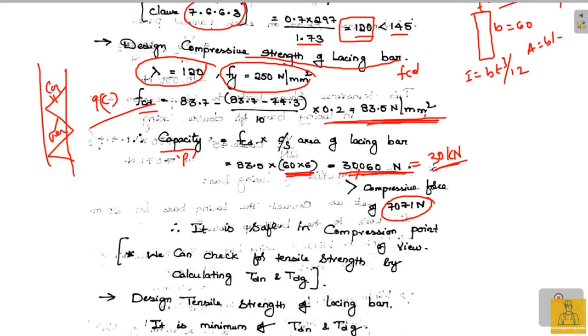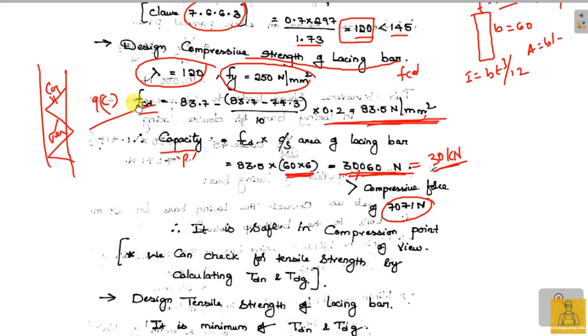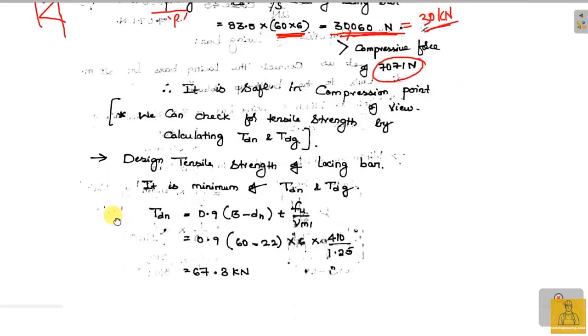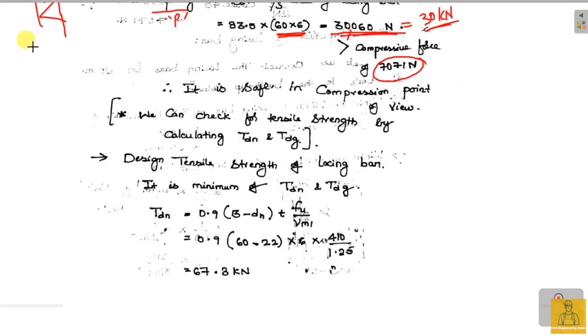is tension. So now what we need to do is we also check for the tensile strength of the lacing bar. So the lacing bar's tensile strength will be the minimum of TDN and TDG, rupture and gross area. TDN is equal to 0.9 into (B minus DH) into T into Fu by gamma M1. We have used this equation a number of times in our unit 2 and unit 3, right? So I'm not going into detail on this.